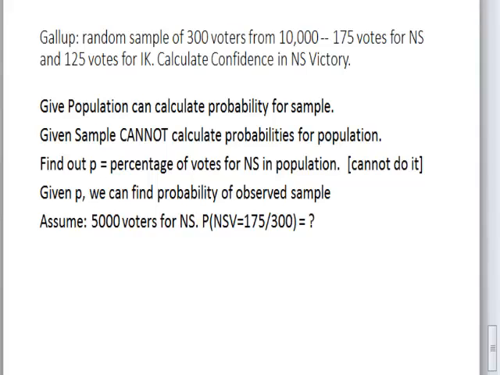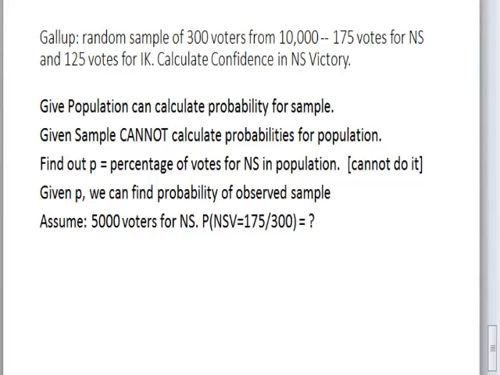So what we do is we go backwards and we say, okay, let's calculate some of those things which we know how to calculate, and maybe from this knowledge we can learn something about the thing that we are trying to find out. And this is exactly how it works. So we do the probability calculations that are possible. We assume that there are 5,000 voters for NS, Nawaz Sharif, and then we ask what is the probability that in a sample of size 300, Nawaz Sharif will get 175 votes.